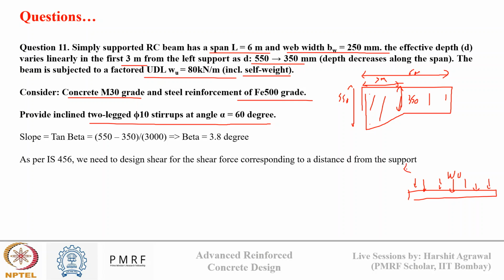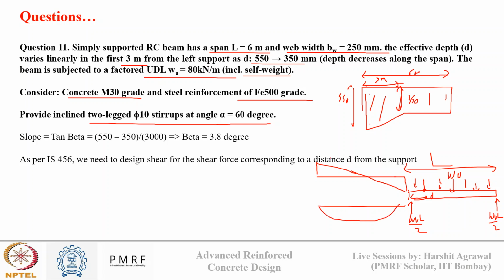The total load that I need to resist is Wu times L. So the reactions that will act here will be Wu L by 2 at each support. At a distance d from the support, what will my shear force diagram be? It will be something like this: here it is Wu L by 2, it changes like this, somewhere in between it will be 0, and then it will be maximum like this here. And my bending moment diagram will be like this.